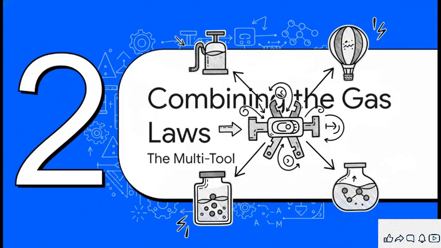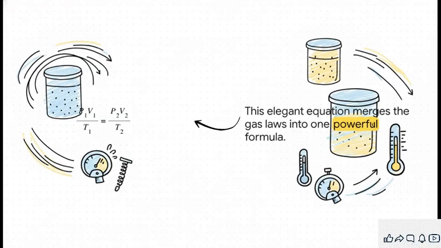I mean, why juggle three separate rules when you can have one master equation that does it all? And here it is in all its glory, the combined gas law. It looks a little intimidating, but it's actually super elegant. It just lets us connect the pressure, volume, and temperature of a gas in its initial state, that's all the ones, to its final state, that's the twos. It's everything we need, all in one neat package.